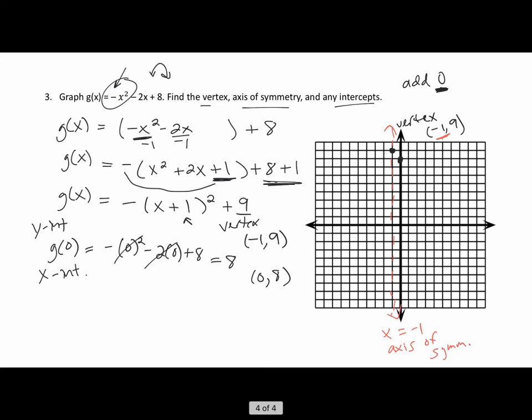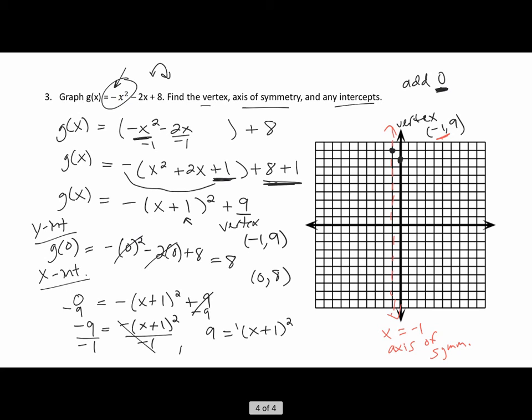So let's find them. X-intercept is where y is 0. So I'm going to put 0 in for y, or g of x. And I'm going to use the vertex form just because it's easier to solve it this way. Because I just want to subtract 9 from both sides, so that negative 9 equals negative x plus 1 squared. Then I need to divide by that negative to isolate the square on the right side. So 9 is x plus 1 squared. Now I can use the square root property. So that'll be plus or minus 3 equals the radicand. And then just subtract 1 from both sides.